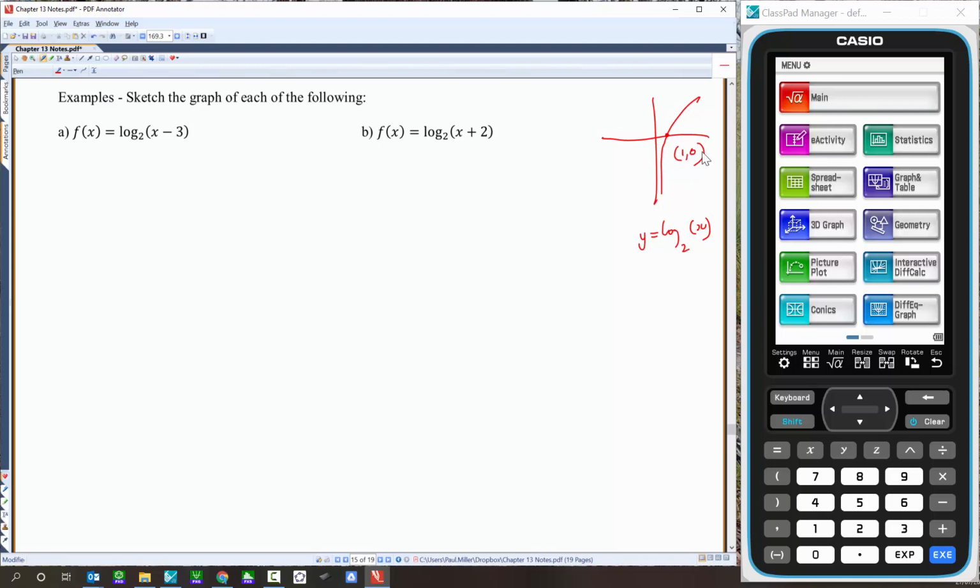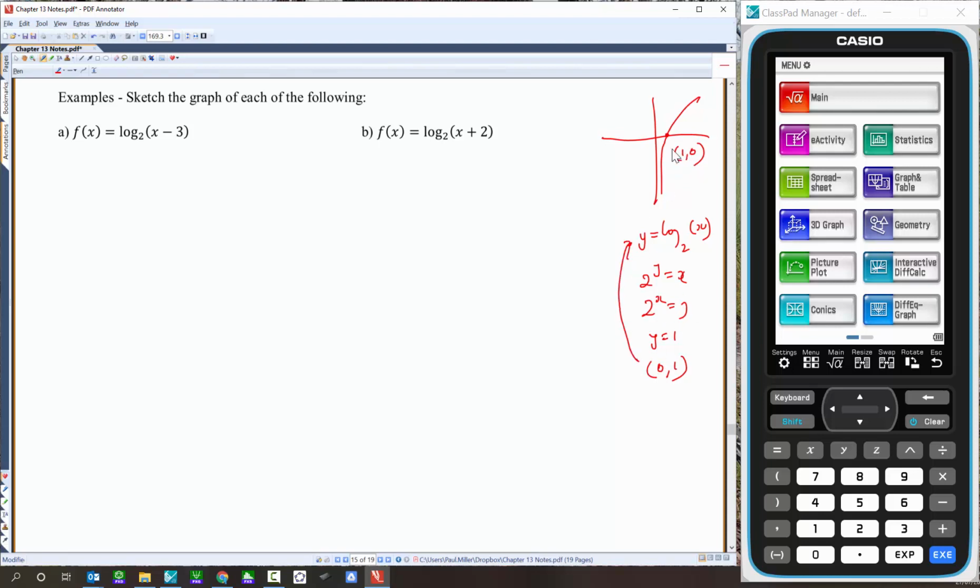Now again, why do I know that? Well, think about its inverse function, which will be an exponential function. So 2 to the y equals x, swap x and y, 2 to the x equals y. So there's its inverse function. Its inverse function will have a y-intercept when x is equal to 0. That's y equals 1. So when x is 0, y is 1 on the original exponential function.